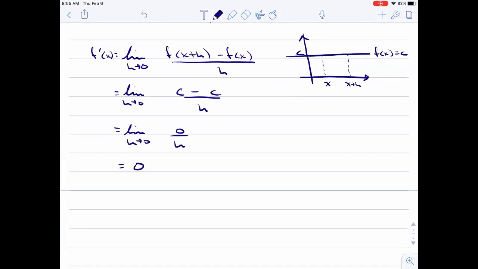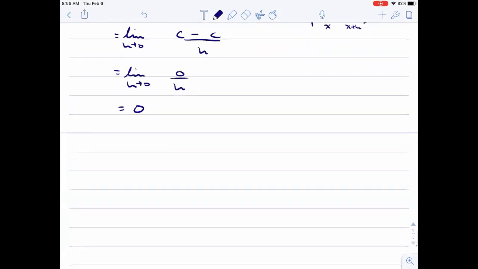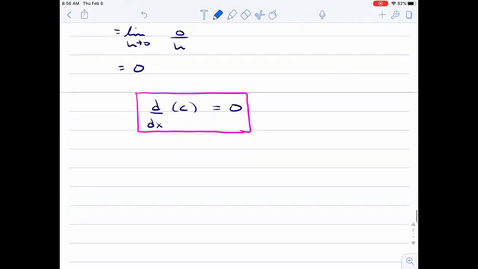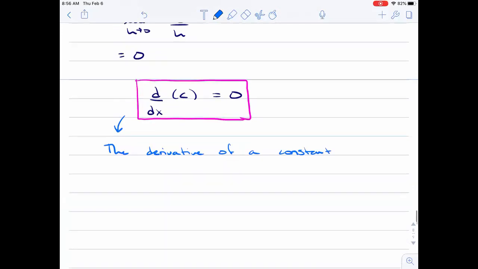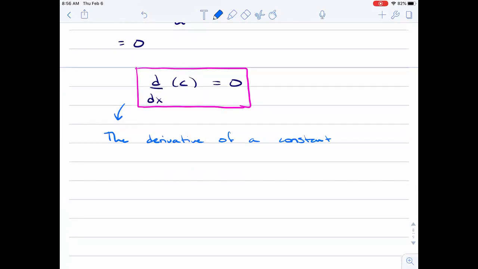So the derivative of a constant is 0. What we say is d dx of c is 0. The derivative of a constant with respect to x, of course, but it doesn't matter, is 0, because there are no x's in there.